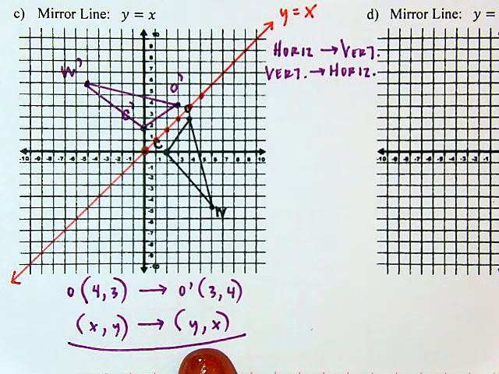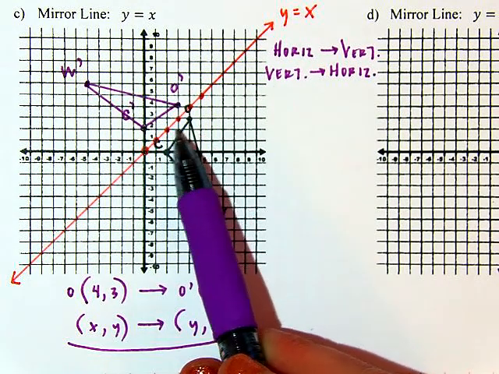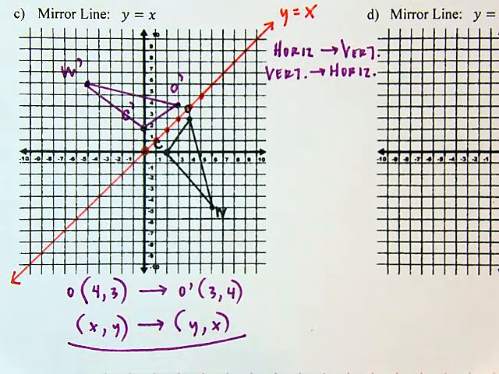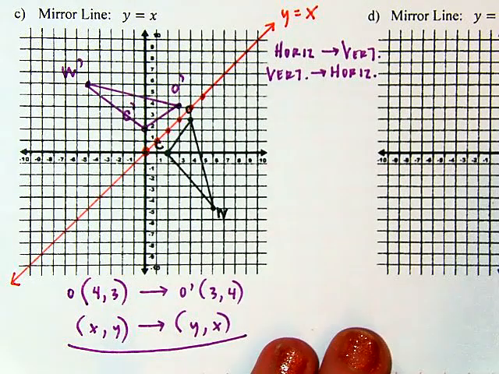So again, if I'm doing it without a rule, I'm really counting to the line. If I'm counting horizontally, then I'm counting vertically on the opposite side. If I start out vertical, on the other side, I'm finishing up horizontal. So it goes with the opposite one. So horizontal goes to vertical, vertical goes to horizontal.